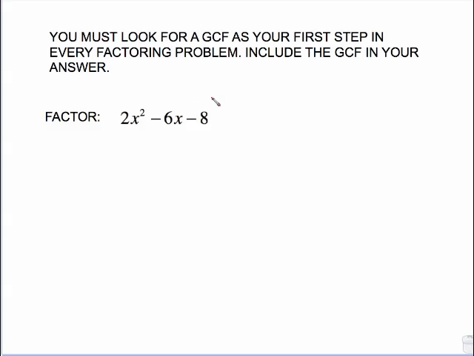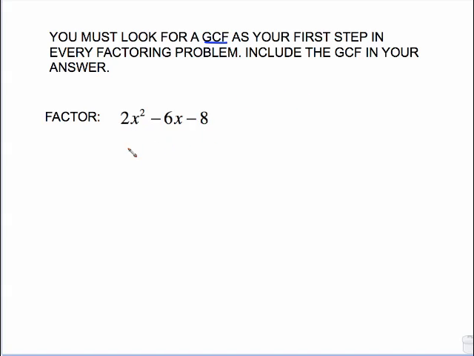Now, to make the problem a little more complicated, sometimes there is a GCF. You've already learned about taking out the greatest common factor. The greatest common factor needs to be the first step in every factoring problem. Does every problem have a common factor? No, but if it has one and you don't find it, it's going to be wrong. So first step, look for a GCF. And then the GCF has to be included in your answer.